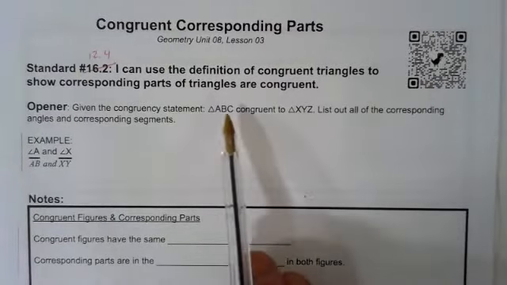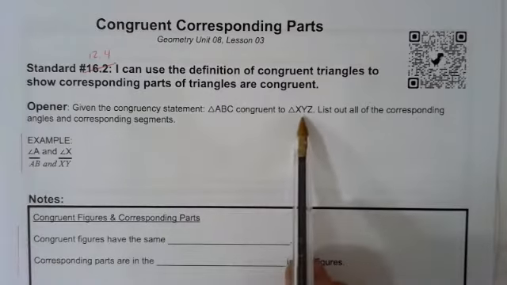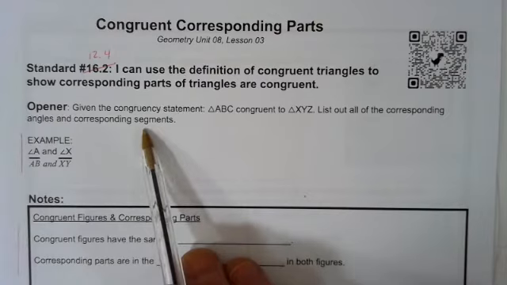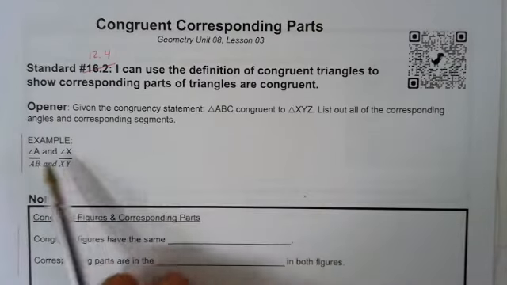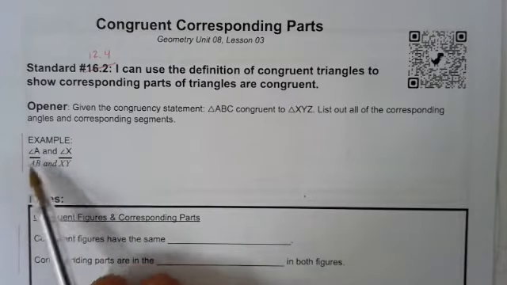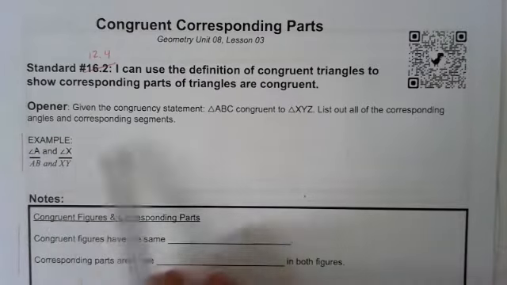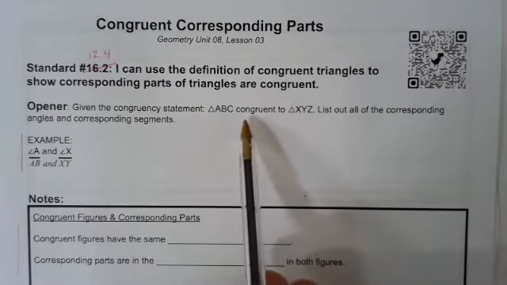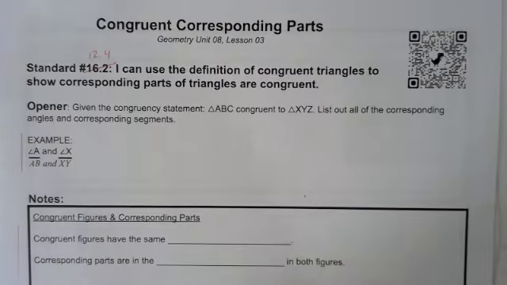Given the congruency statement, triangle ABC congruent to triangle XYZ, list out all the corresponding angles and corresponding segments. So for example, we have angle A and angle X, and segment AB and segment XY. See if you can come up with as many congruency statements from this as possible.